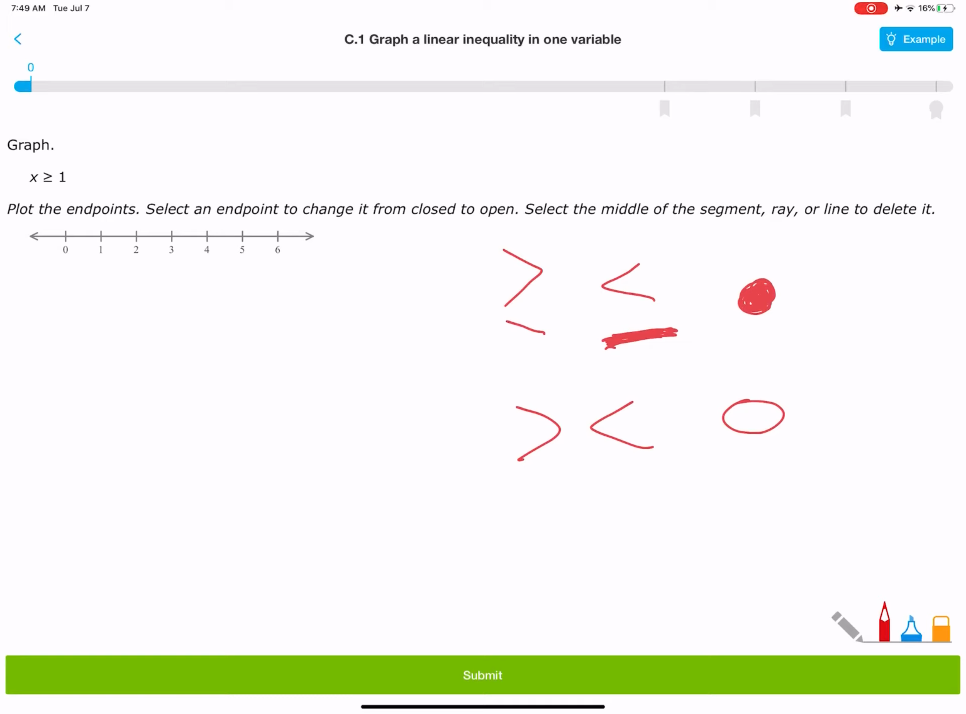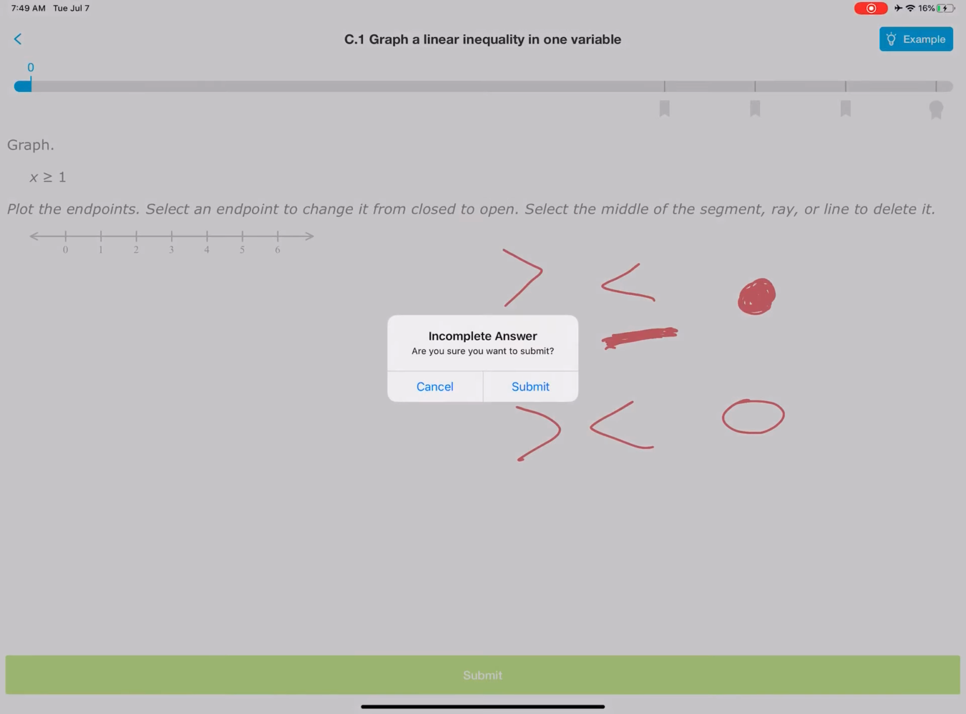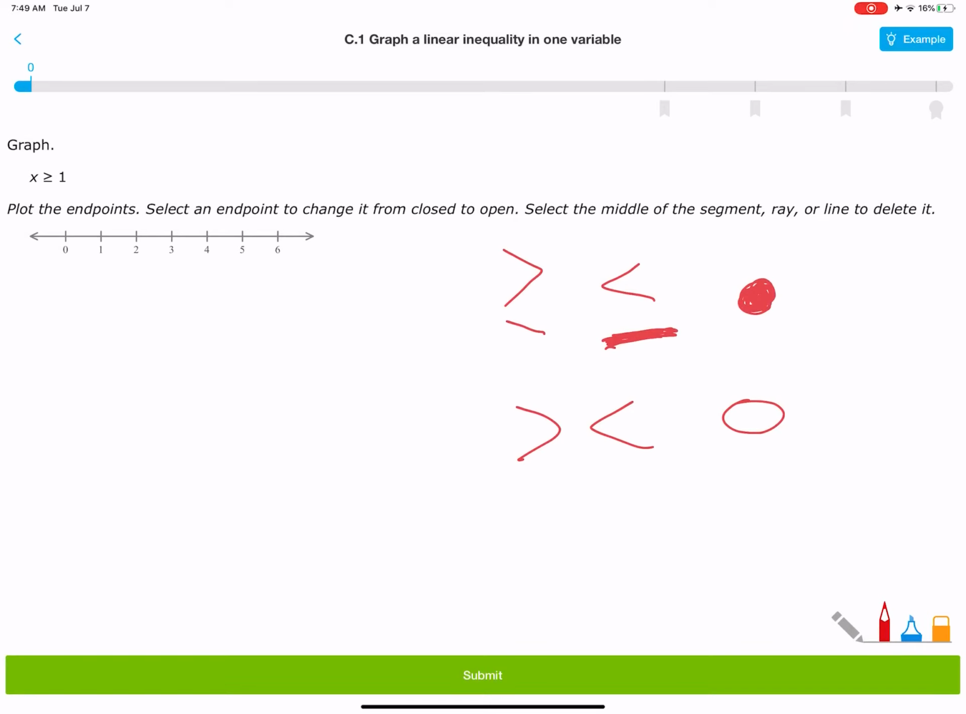So, for example, x is greater than or equal to 1. The reason we know that it is greater than or equal to 1 is because the x is being eaten by the inequality. Think of it as a mouth. The mouth is eating the x. We always want to eat the bigger number. So x is greater than or equal to 1.